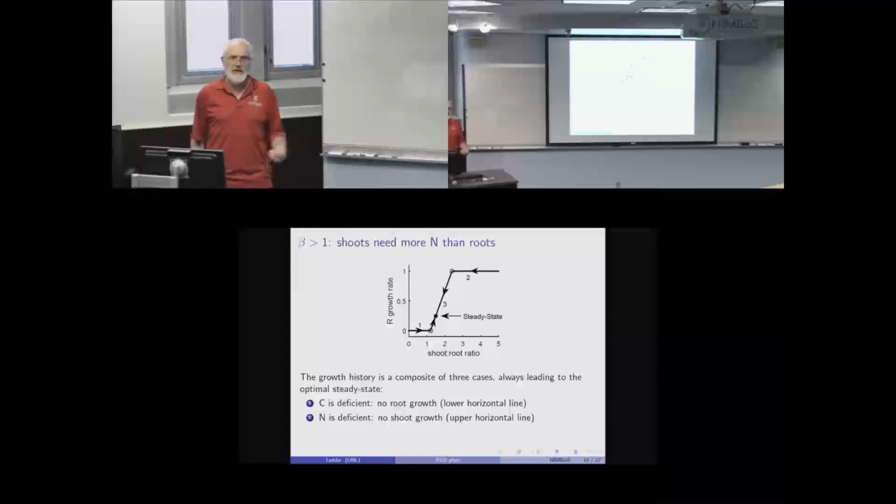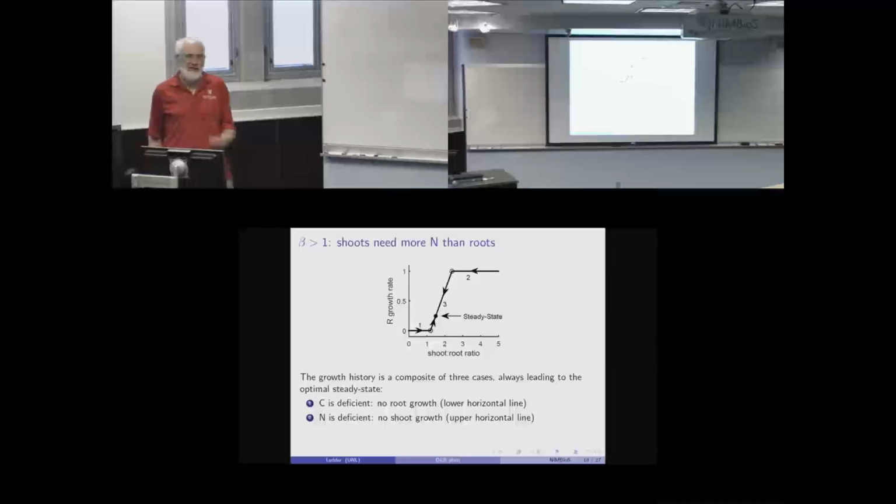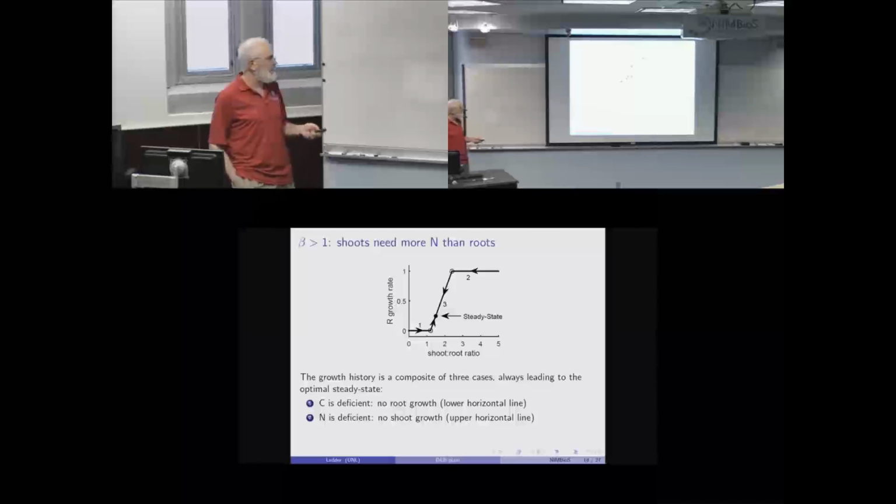So you're losing shoots at a current rate because they're getting old, and you're only harvesting a portion of the nitrogen that you lost. So you can replace some of that, but not all of it. So the net growth rate of shoots is going to be negative. We'll just call it 0 for the purpose of this graph.